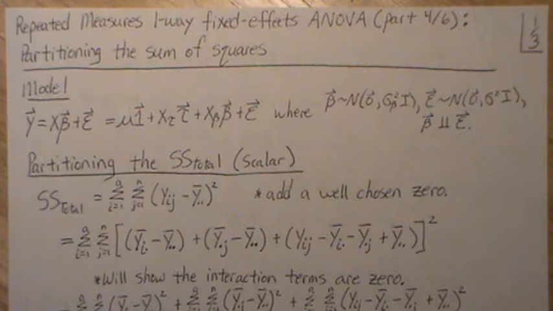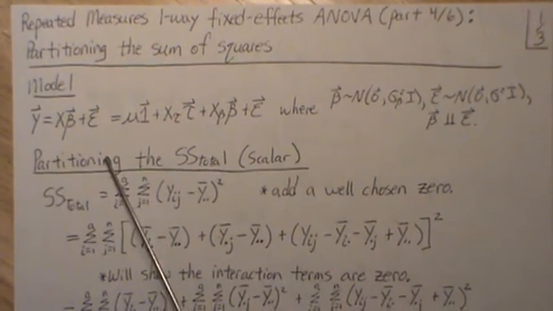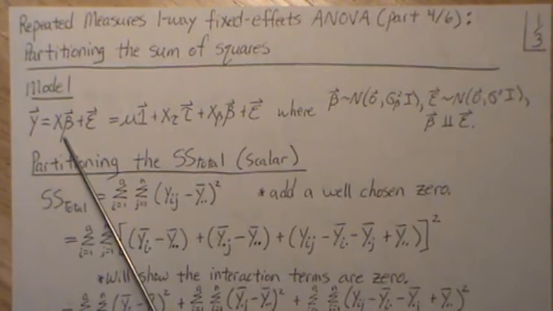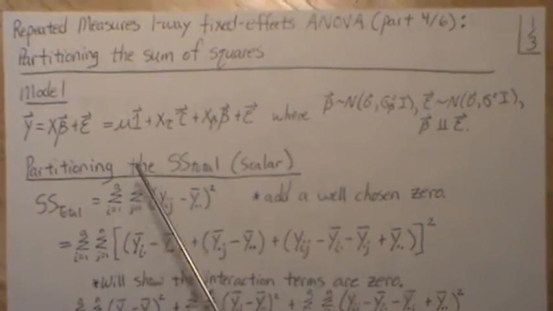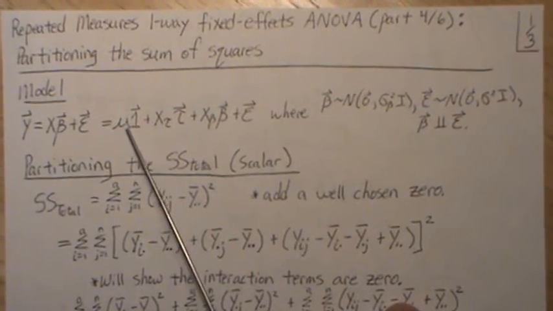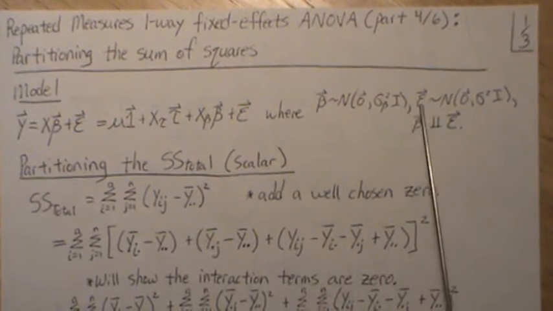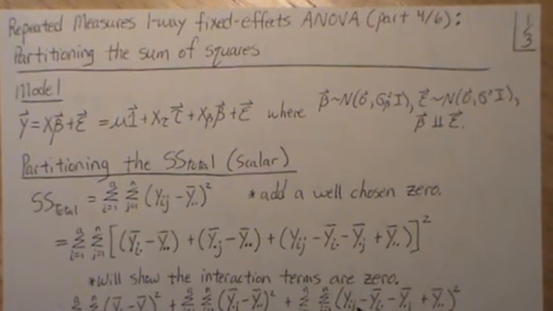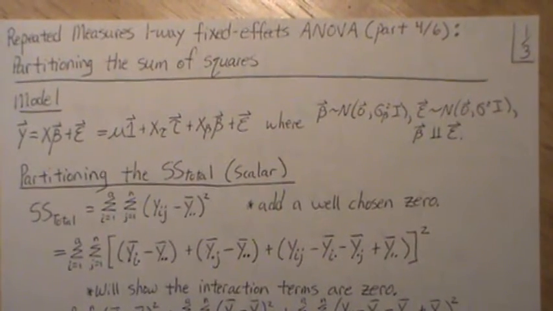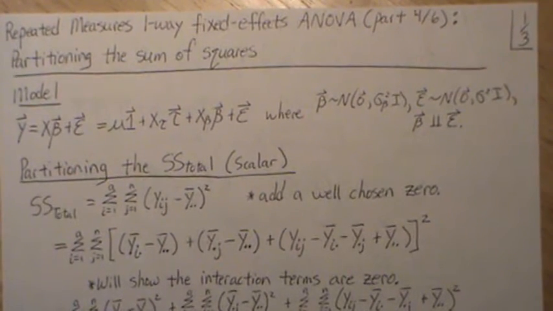Here we're going to look at partitioning the sum of squares. I really recommend that you watch parts 1 through 3 prior to this. But as a reminder, the model is y equals x beta plus error. This can be partitioned into 3 parts, the mu, x tau, and x beta, where the beta and epsilon are normally distributed with constant variances. They're independent of one another. And here we want to partition the sum of squares to develop that ANOVA table and F-test.